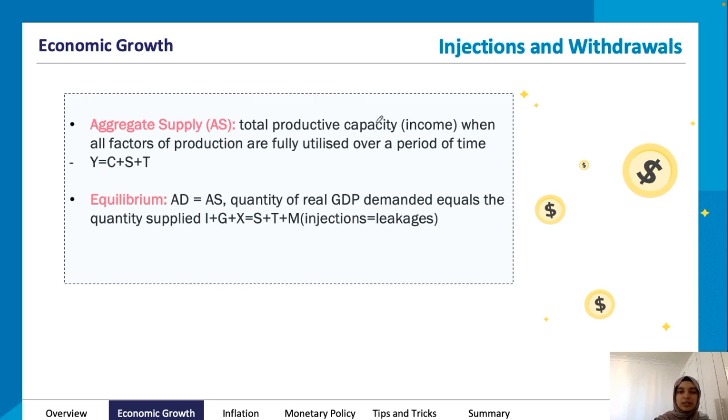So this is the total productive capacity, which is income when all factors of production are fully utilized over a period of time, which is known through CST, which we'll also go through. So equilibrium is when the aggregate demand is equal to the aggregate supply. Okay, so the quantity of real GDP demanded equals the quantity supplied. Okay, so that's why we have this infamous formula that we use in economics, which is your injections equals your leakages.